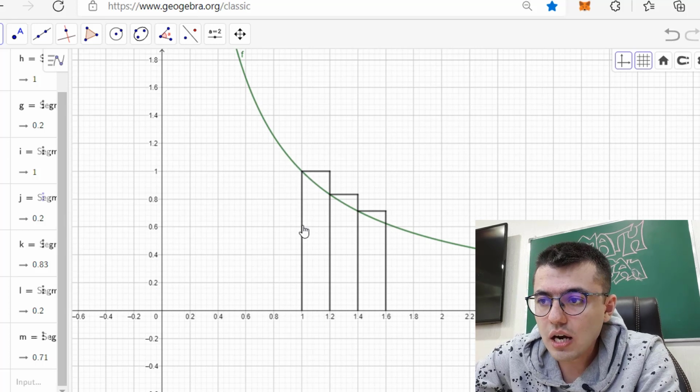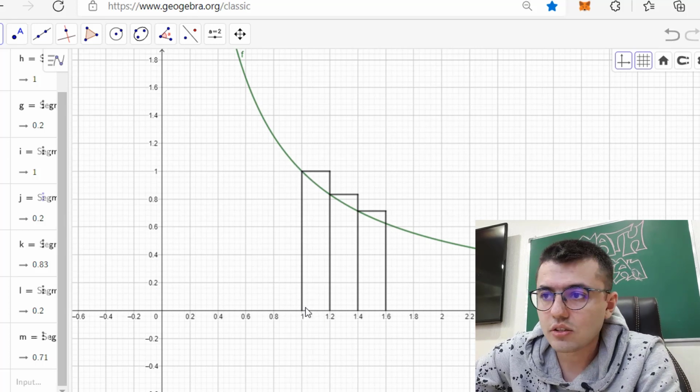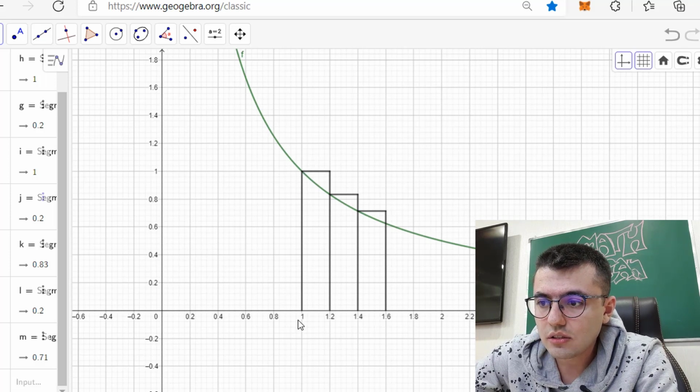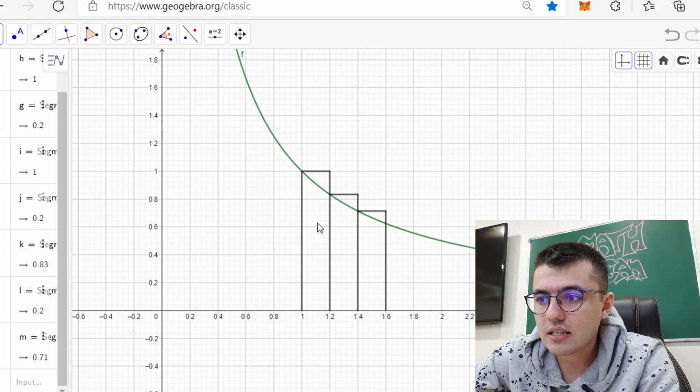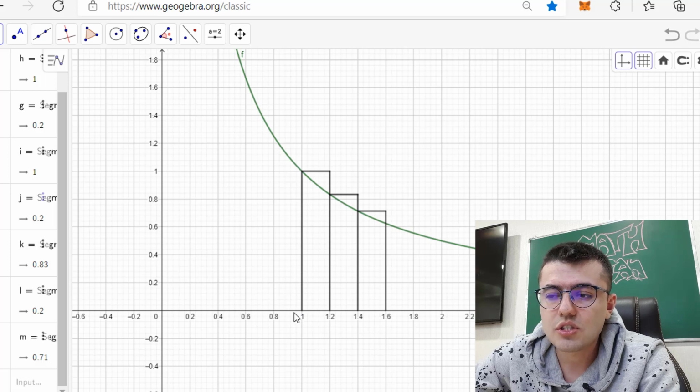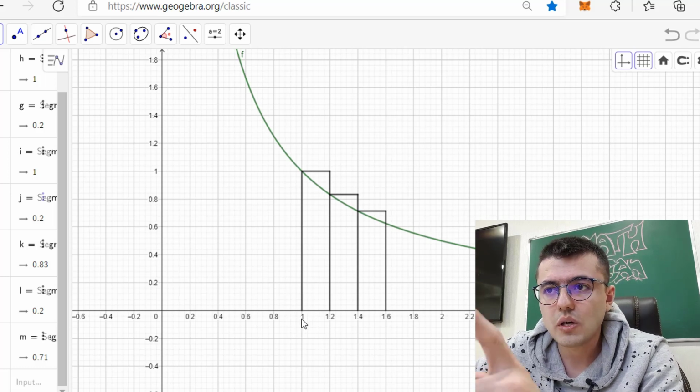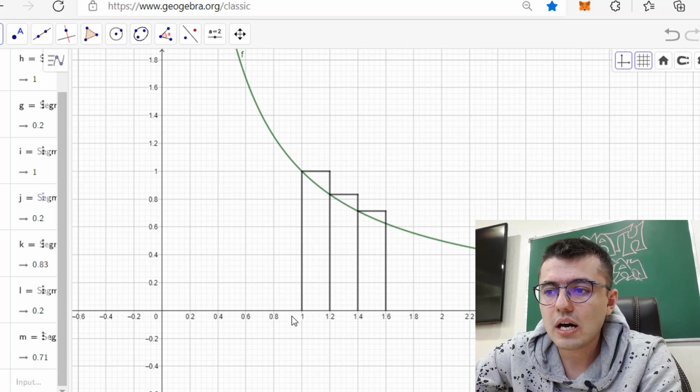What does the height mean? So height is just the y value of my function, right? It's 1 over x, and this is just the y value of this x value. So it's 1 over x. If I want to find this length, I will need to substitute 1 instead of x in my function. So my function is 1 over x. I will substitute 1 instead of x.